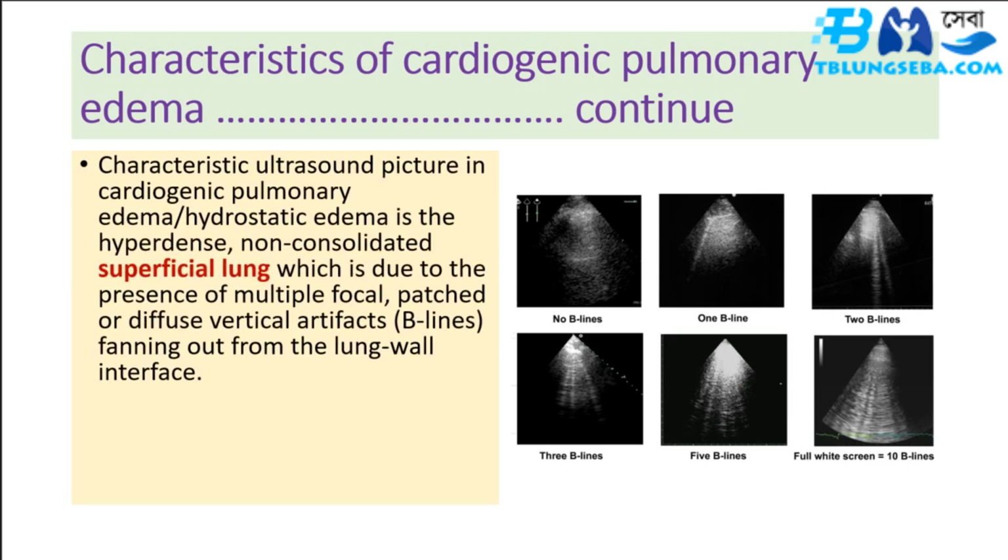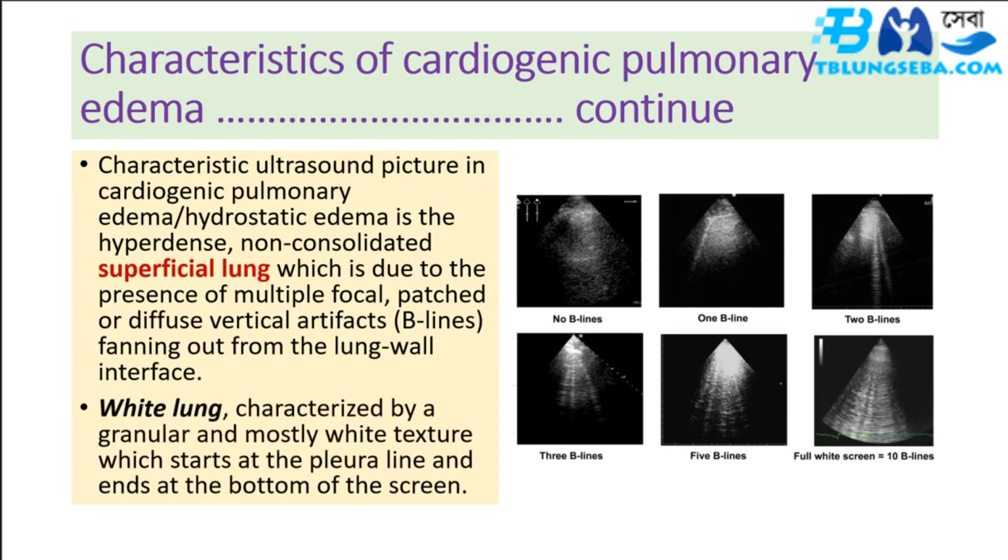Characteristic ultrasound picture in cardiogenic pulmonary edema. Hydrostatic edema is the hyperdense, non-consolidated superficial lung, which is due to the presence of multiple focal, patched or diffuse vertical artifacts, B lines fanning out from the lung wall interface. White lung is characterized by a granular and mostly white texture which starts at the pleural line and ends at the bottom of the screen.